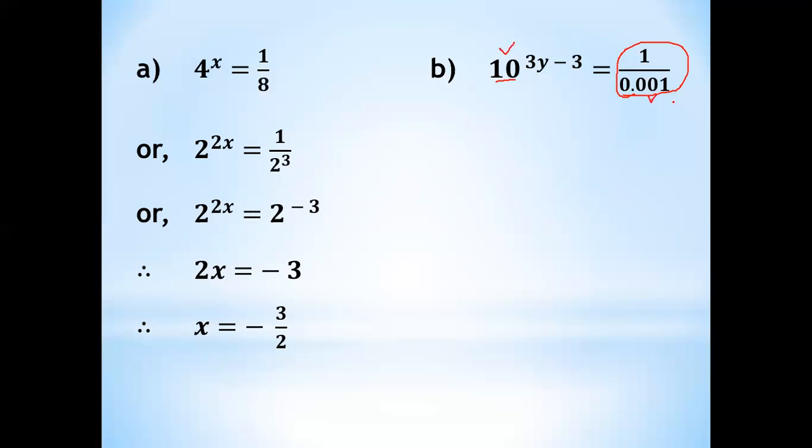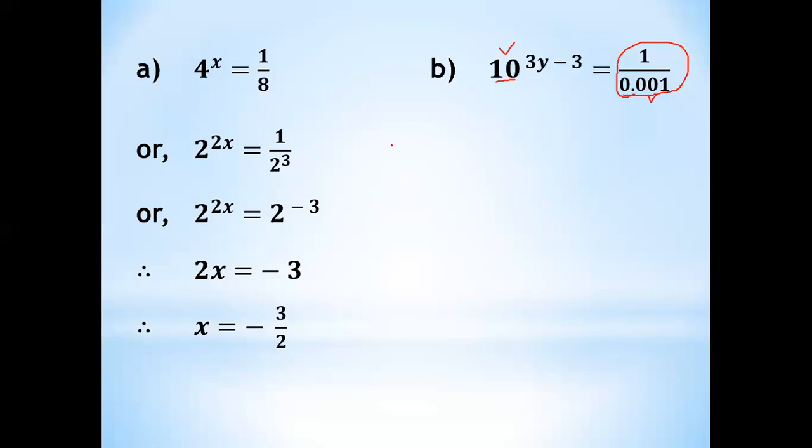Let's focus first on the right hand side: how can we express this decimal in terms of whole numbers, without a decimal number? Is it possible that 0.001 can be expressed in terms of scientific notation?